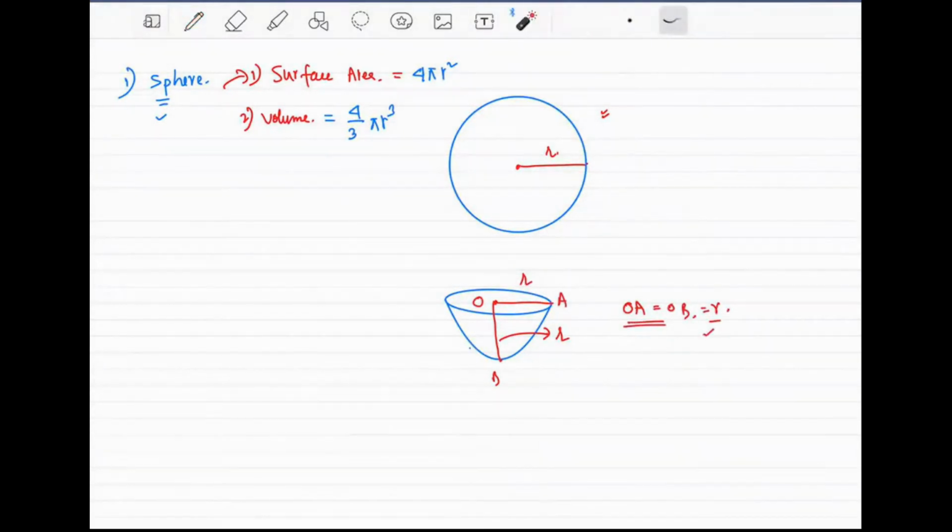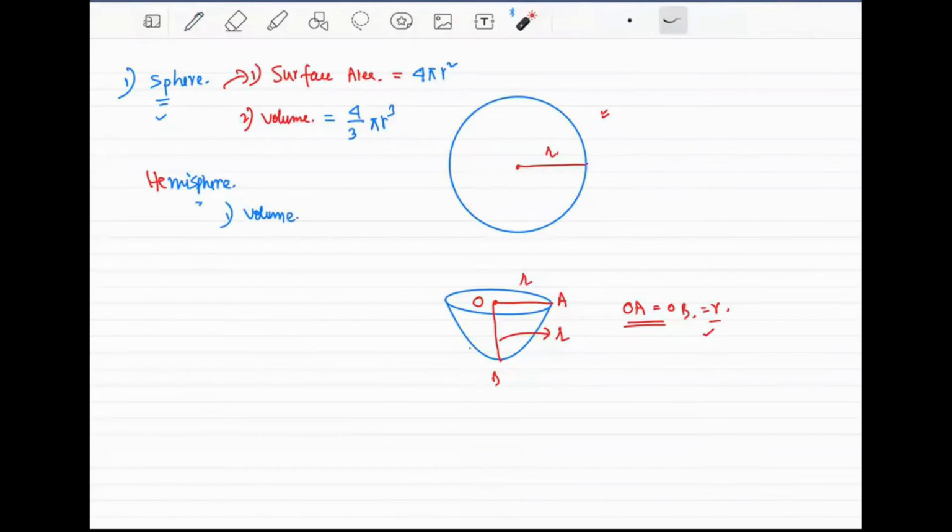Now, coming to the volume. Volume is the capacity of the sphere, right? How much does the object that is making the sphere contain? That is the volume. So volume has 4 by 3 pi r cube in it for a sphere. If we cut the sphere into half, we get a hemisphere, as you just have seen. So in a hemisphere, what will happen to the volume?